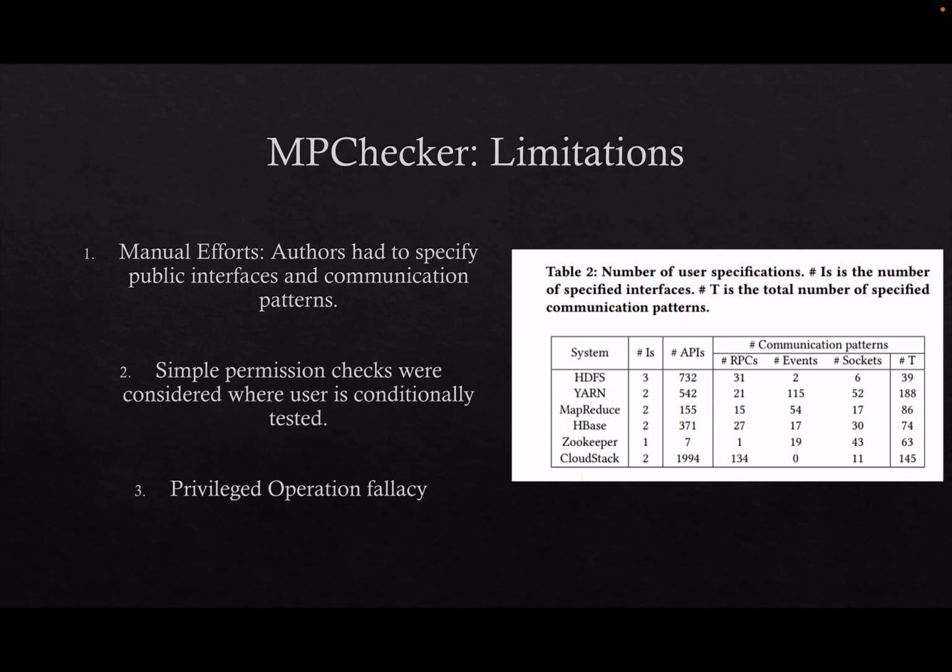Let's talk about the limitations of MPC checker. There are three main limitations that the authors have proposed in the paper. The first one is manual efforts. One of the concerns is the manual efforts involved in specifying public interfaces and communication patterns. Table 2 presents the number of specifications of the 6 Java systems the authors evaluated. Column 1 gives the number of specified public interfaces, which is at most 3.